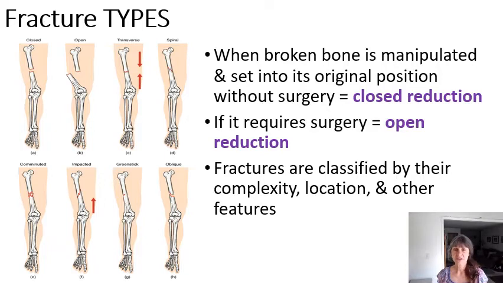There are other ways to describe fractures. We can describe them by the appearance of the fracture. So if it goes through horizontally in regards to the shaft of the bone, we refer to that as a transverse fracture. If the mechanism of injury is a twisting mechanism that causes the bone to fracture in a spiral manner, we call that a spiral fracture.